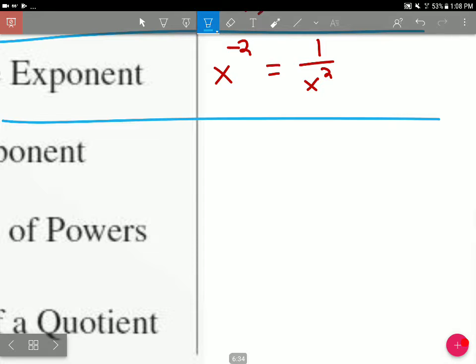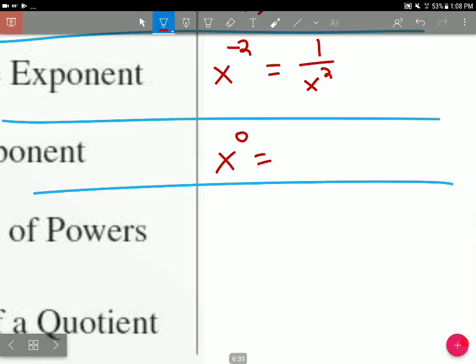Zero exponent. You already know this one. You just may not have thought about it. Anything to the 0 equals what? 1. You knew that. You just forgot and hadn't seen it in a while. Okay? It's just been a while.